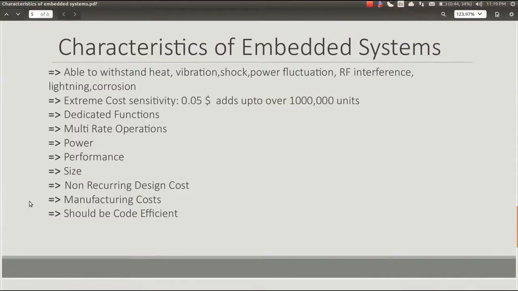For example, $0.05 adds up to about 1 million units used in the embedded system. They can be CMOS transistors, etc. They should have dedicated functions towards a certain application. Knowledge about the behavior of physical system and design can be used to optimize runtime and minimize resources.